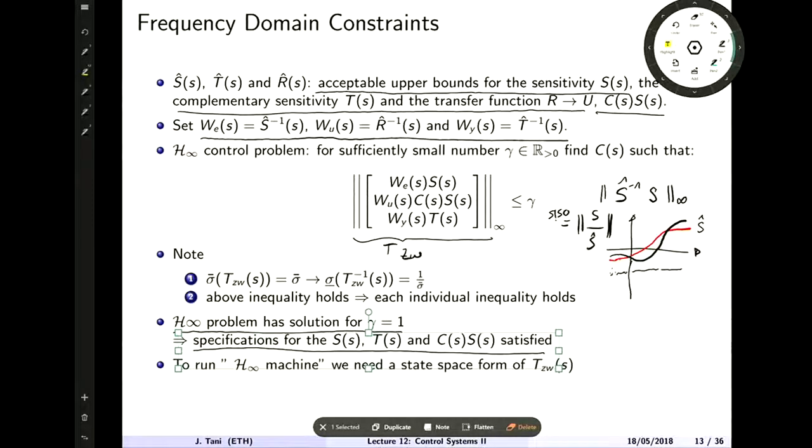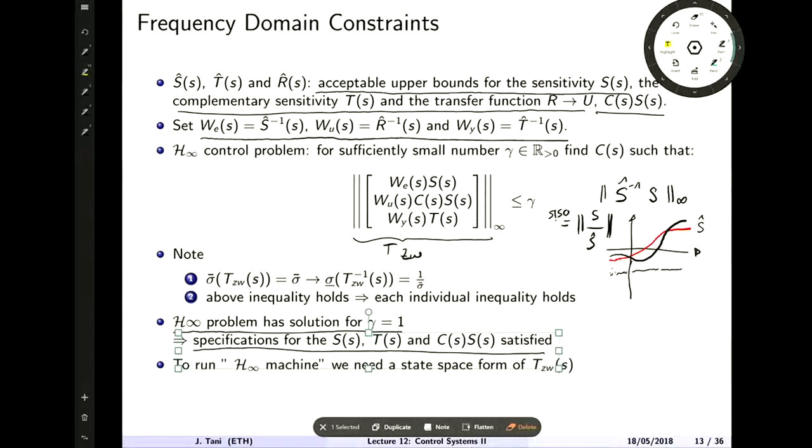And less confusion over there? Yes? Okay, good. Sorry, so what we're trying to achieve is just to have an S always bigger than S hat. No, the other way around. Exactly. We set an acceptable upper bound, and then we try to have S below that.